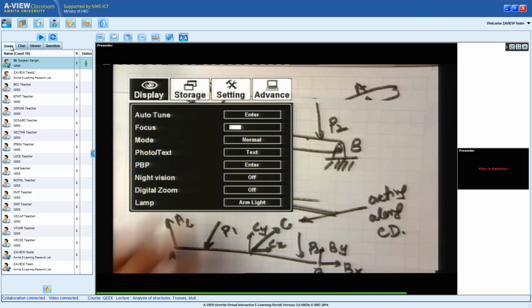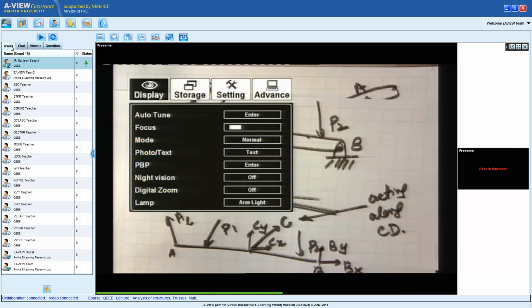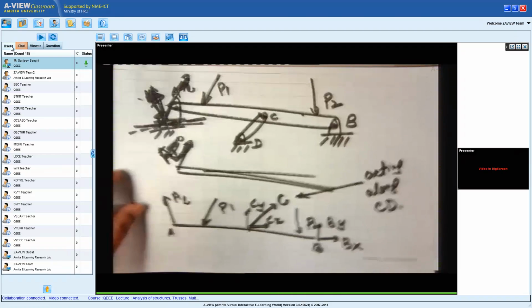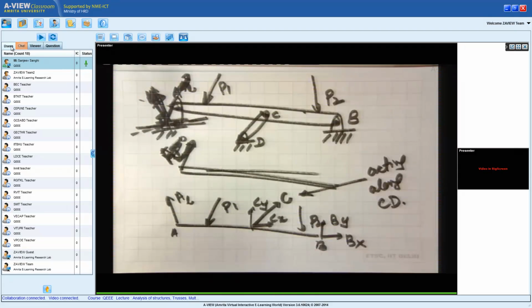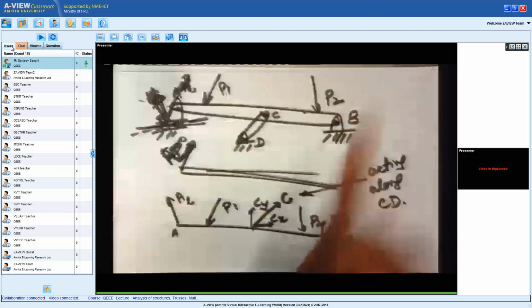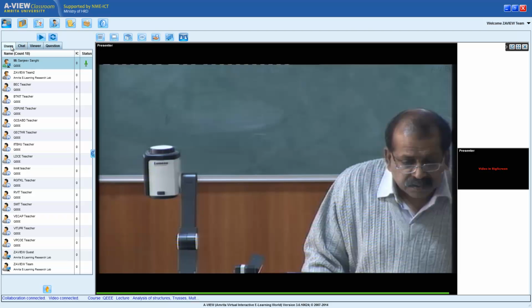So that is how a two force member CD helps you in the free body diagram of AB. I think that's it. Let's see if there's a question.